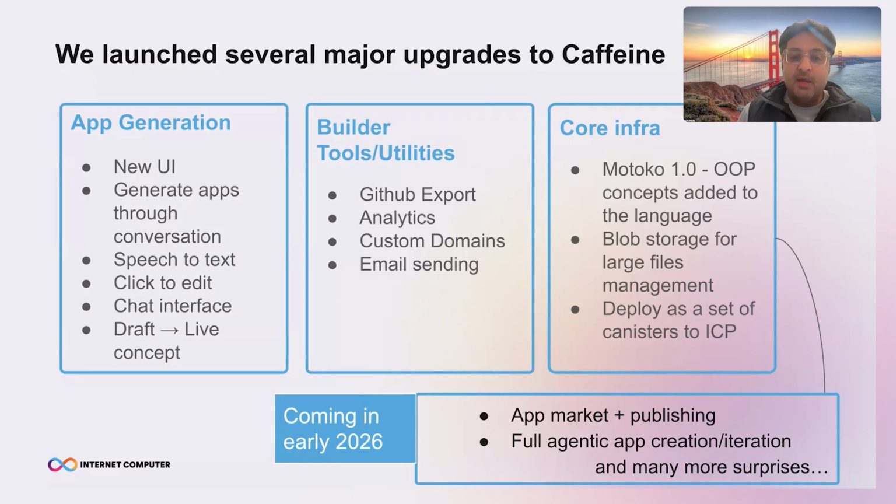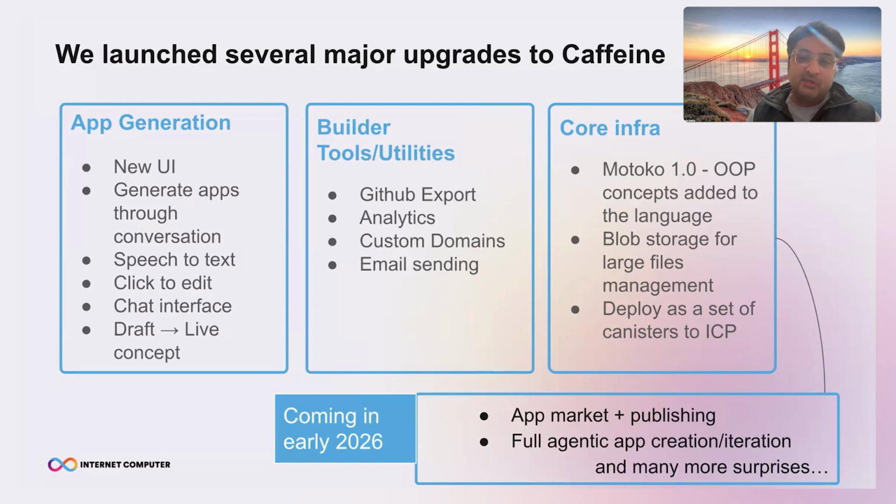So yeah, new UI, obviously we can generate apps from conversation. We launched features like speech to text, click to edit, and of course the draft to live concept was introduced. Not just on the app generation side, there has also been a lot of feature work on builder tools and utilities. So we have the GitHub export, as I was mentioning, analytics, custom domain, and email sending is live as of today.